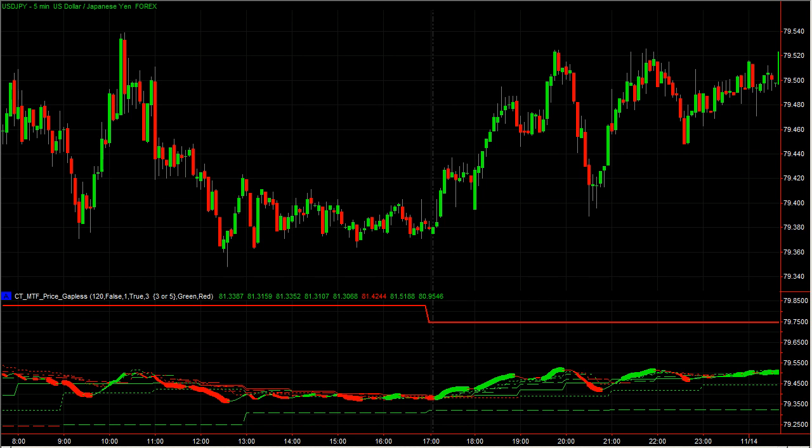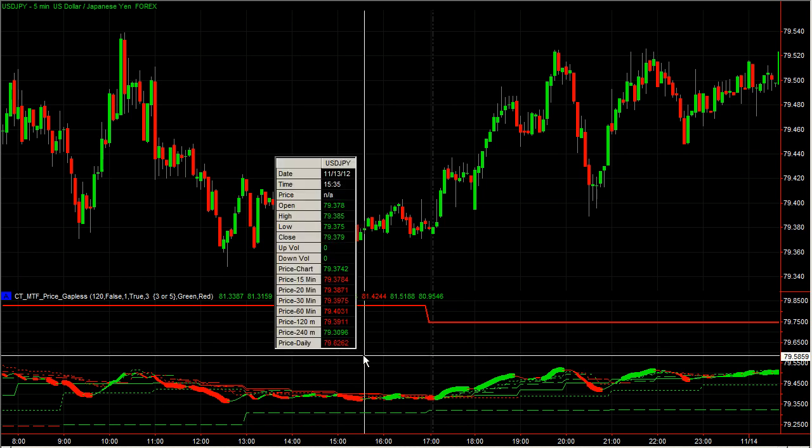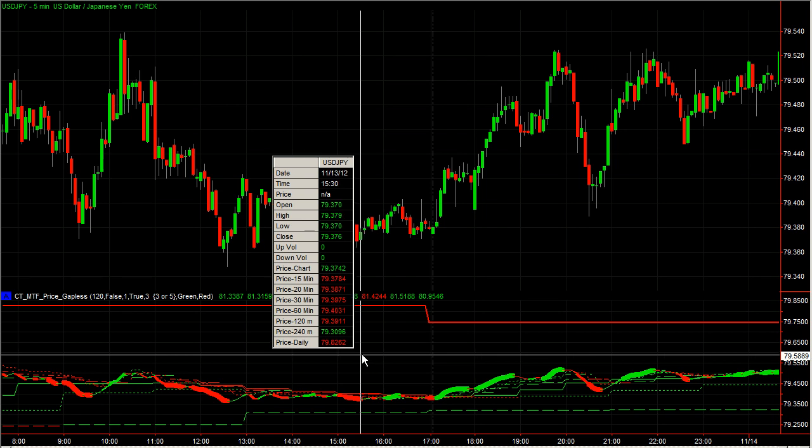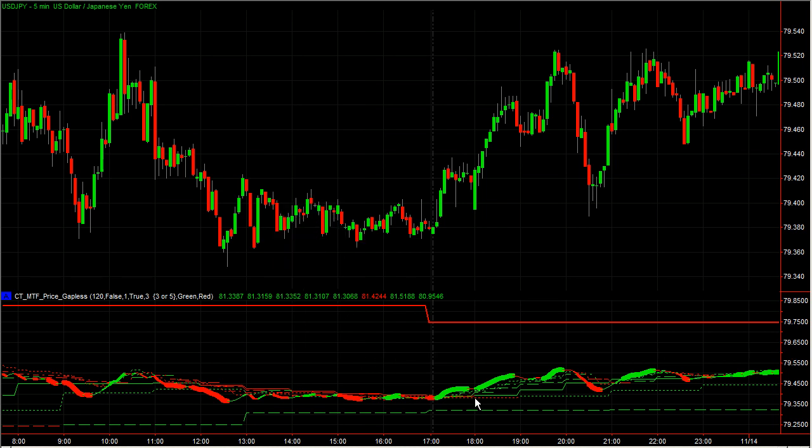We want to share with you a very powerful idea using a multiple time frame price action indicator. This indicator at the bottom is what I'm talking about. Each one of these lines is a price action line for a different time frame. As I hold the mouse down, you can see that one of them is the price for the chart, which is a 5-minute. Then I'm looking at the price action line for the 15-minute, the 20, the 30, the 60, the 120, the 240, and the daily.